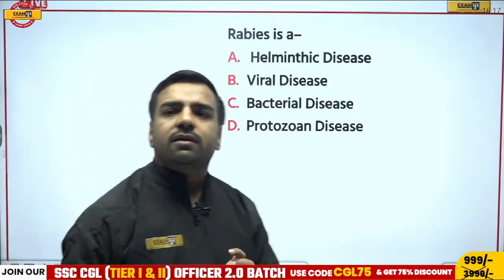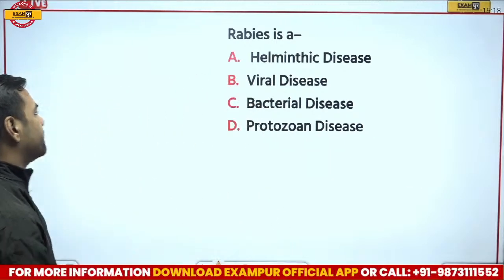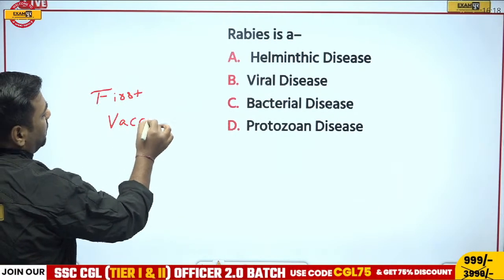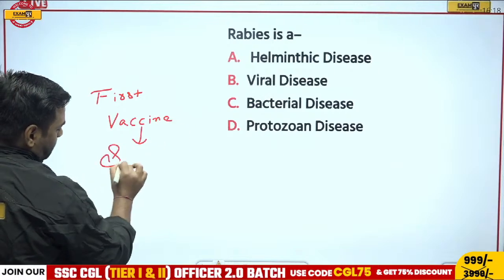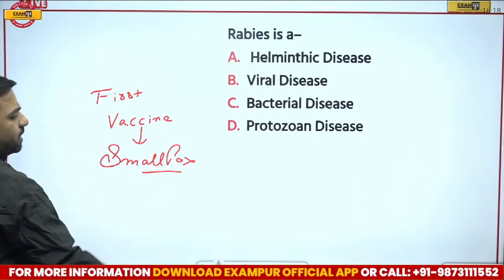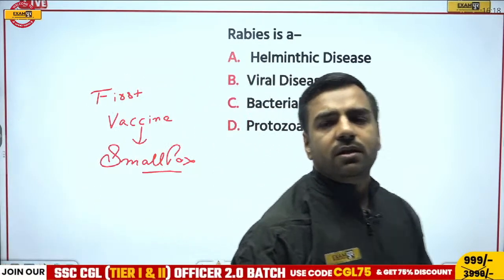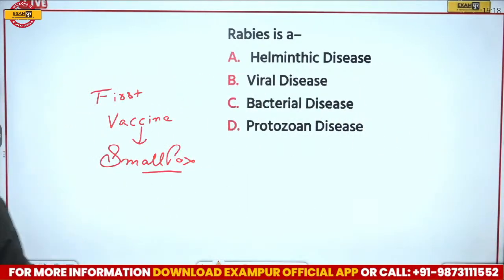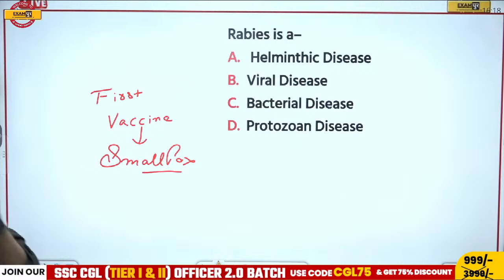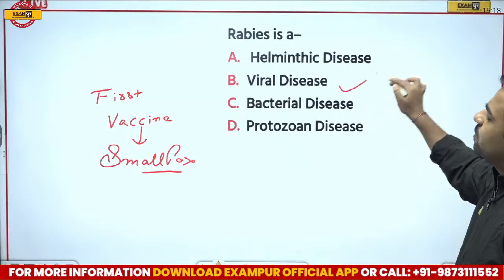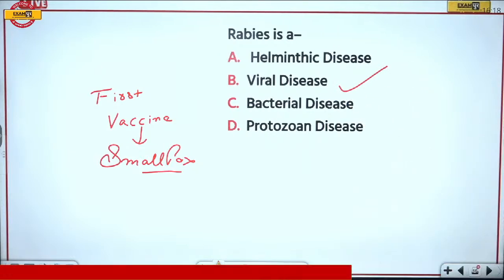Rabies is what? And if someone asks you about the first vaccine, please remember, I'll write here also. Which was the first vaccine? The first vaccine was for smallpox. Okay, waiting for this answer. Rabies is what? Vikram is going with B. Gobinath, is your answer for the previous question or for this one? Okay, Vikram is also going with viral, that is B. That's true. Rabies is actually a viral disease caused by a virus.